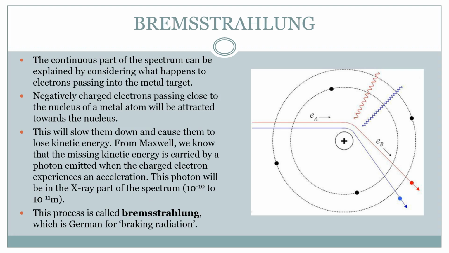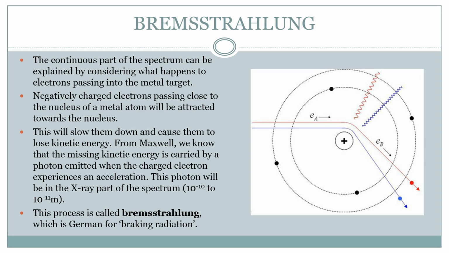We'll start by explaining how the continuous part of the spectrum is created. Now, to understand that, we need to understand what happens when electrons pass close to an atom within the metal target. Now, the electrons are negatively charged, and the nucleus of one of those metal atoms is positively charged. So if the electrons happen to pass close to that nucleus, they'll be attracted towards it, and they'll be deflected out of their original path.